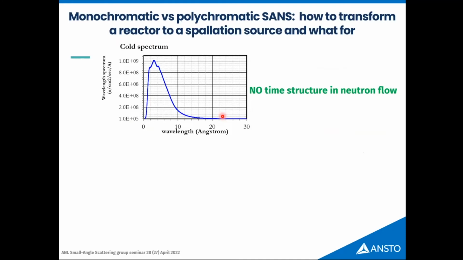There is no time structure, so we don't know which wavelengths are coming. If you take a velocity selector, selecting one wavelength, you are sorted, right? You know your wavelength, you are done. If you want to use a lot of wavelengths, you set up something to select the whole lot, but then you have to know what those ones are, right?